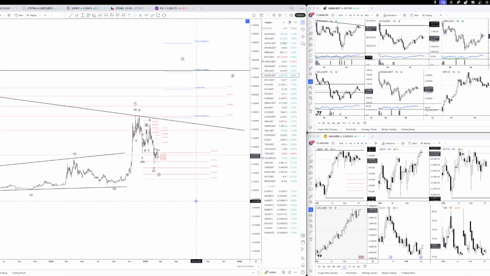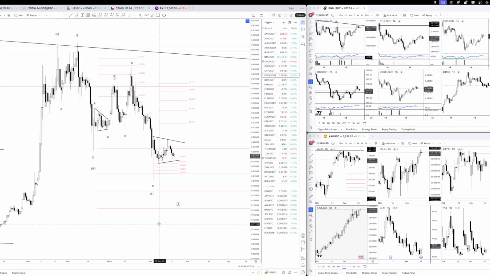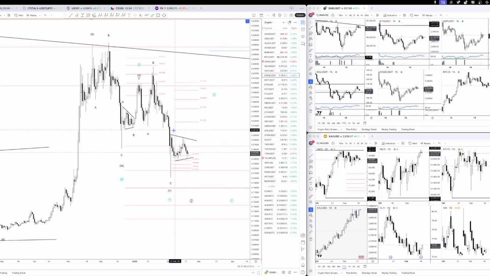Now, the second option I have is that the correction is not over. And there is a possibility that we are going to form another X and a Z to form a WXYXZ. So something like this, WXYXZ. If you look at the price behavior since February the 3rd, there is what appears to be a contracting triangle.